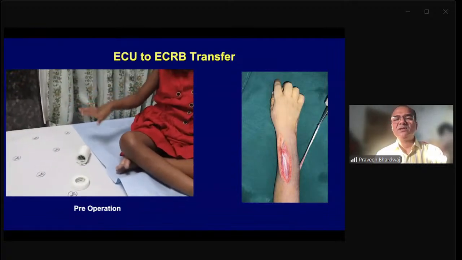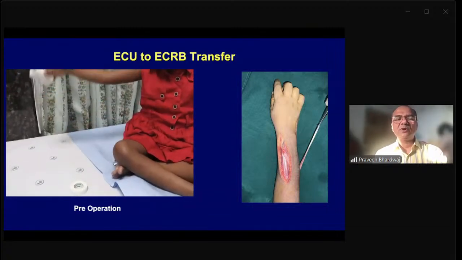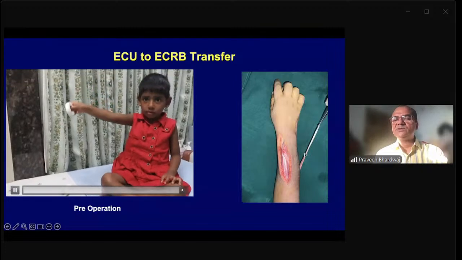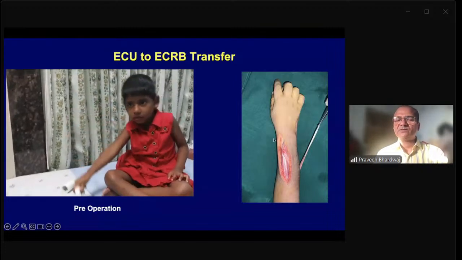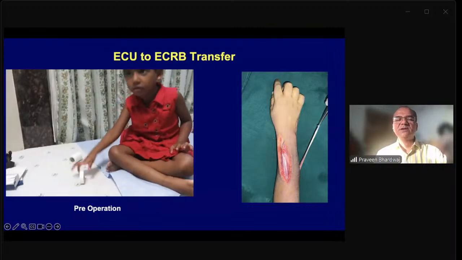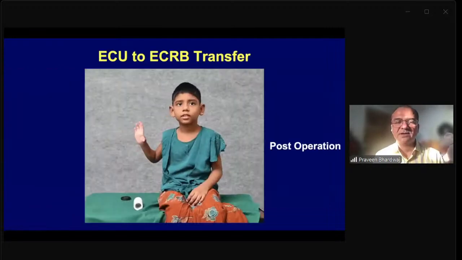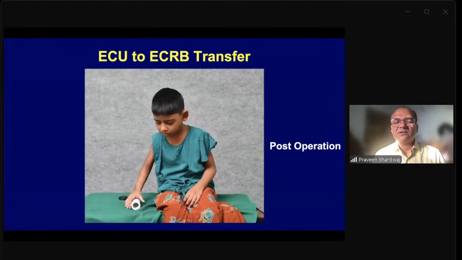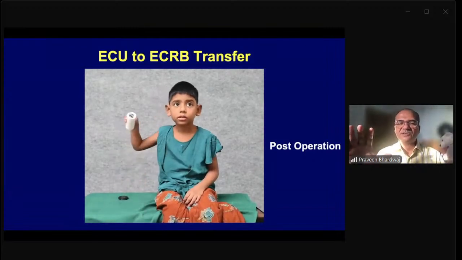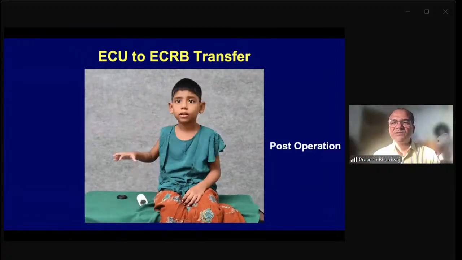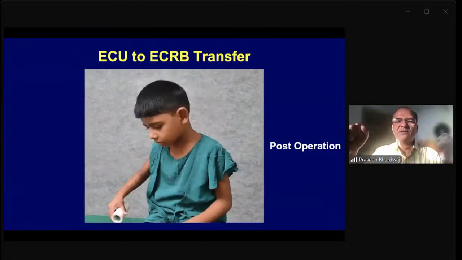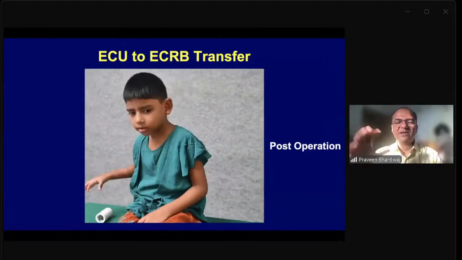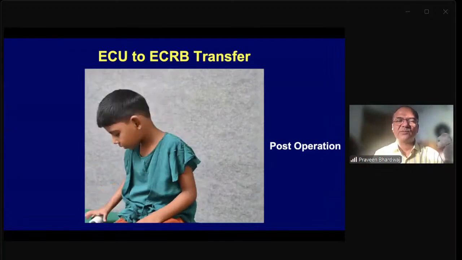It can be done in very young patients. In this preoperative photograph, the patient has a dynamic flexion posture, the ECU is taken from the ulnar side and transferred onto the ECRB, and this is the kind of postoperative result you can get. The good thing about this transfer is that it doesn't result in that kind of fixed extension posture. And since the FCU is maintained, they retain a good amount of flexion at the wrist, and the wrist looks more dynamic and more functional after the transfer.